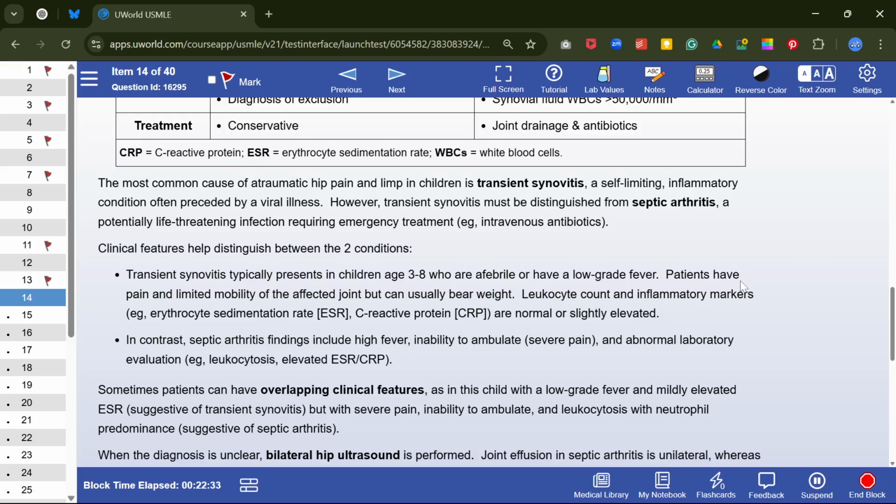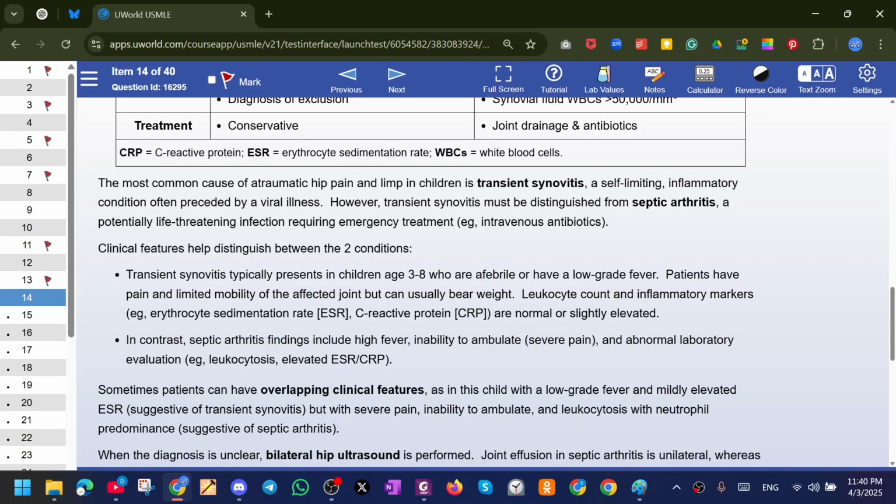Sometimes patients can have overlapping clinical features, as in this child with low grade fever, mildly elevated ESR, but with severe pain, inability to ambulate, and leukocytosis with neutrophil predominance, suggestive of septic arthritis.